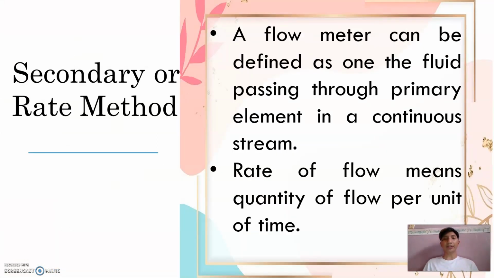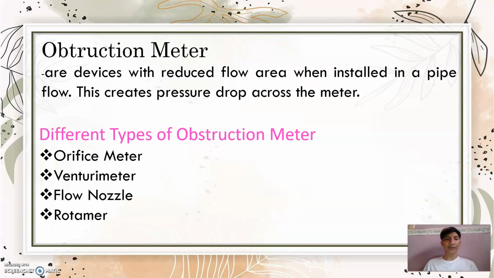Secondary or rate method. A flow meter can be defined as one where the fluid passes through a primary element in a continuous stream. Rate of flow means quantity of flow per unit of time. Obstruction meters are devices which reduce flow area when installed in a pipe flow. This creates a pressure drop across the meter.